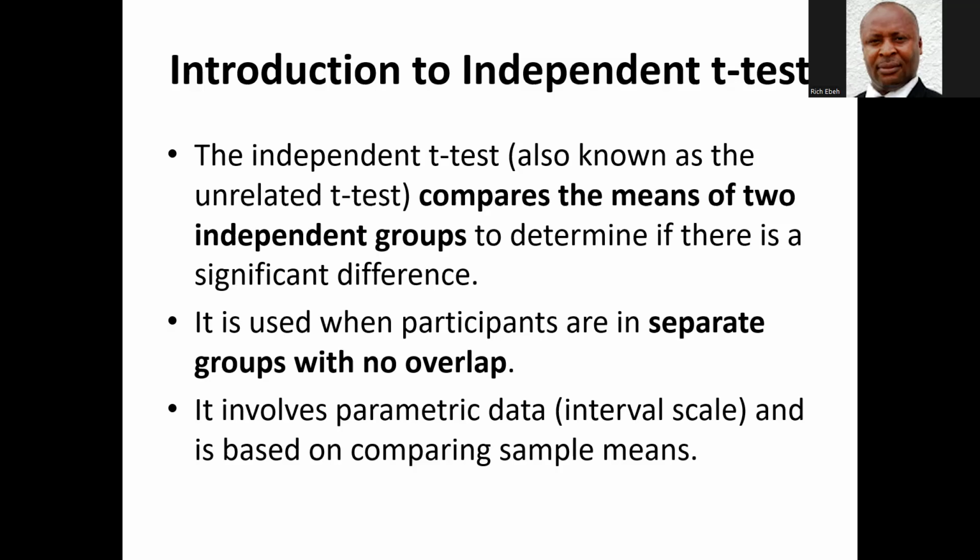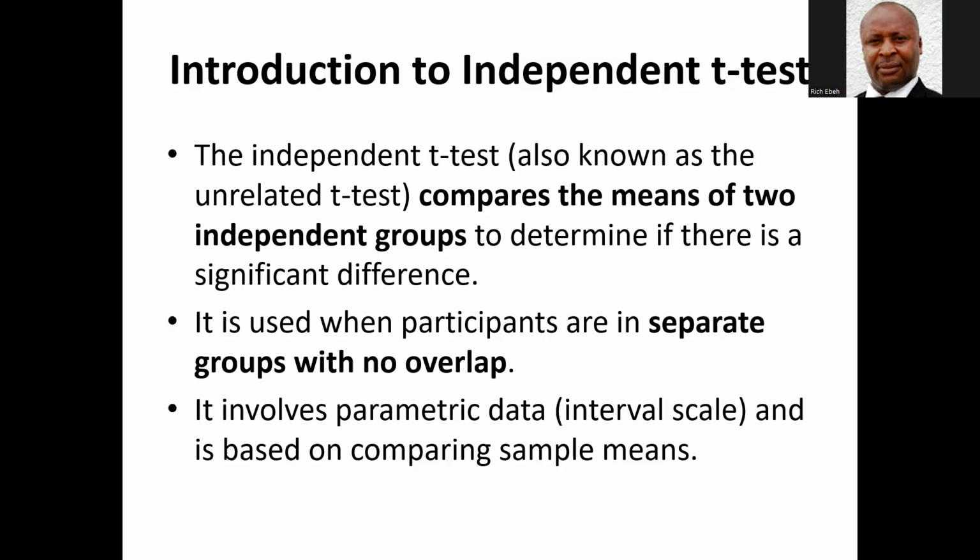That means when there is no overlap, when the participants involved in the different conditions of the experiment are different. Those who are involved in condition A or the experimental group are different from those involved in the control group or in condition B of the experiment. So that is when you think about using the independent t-test.